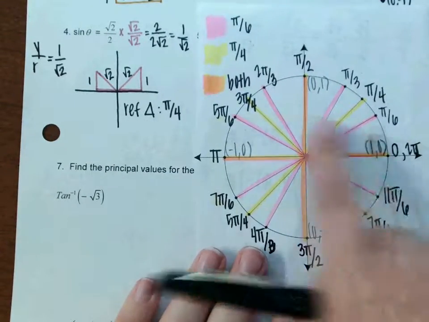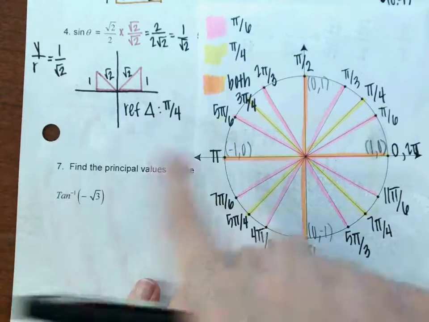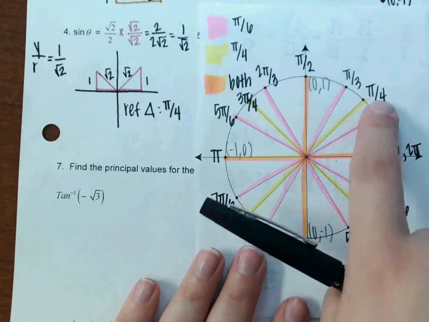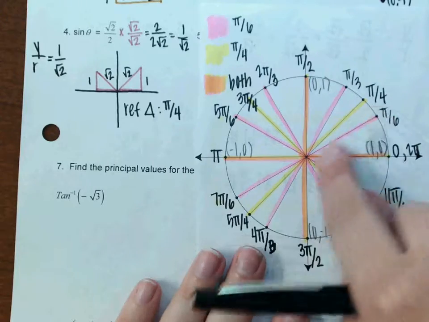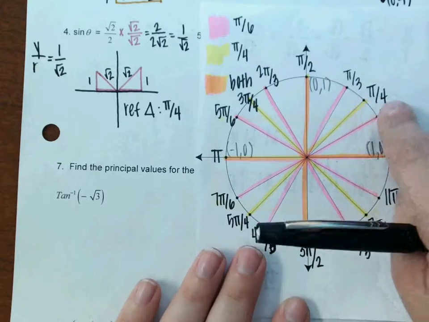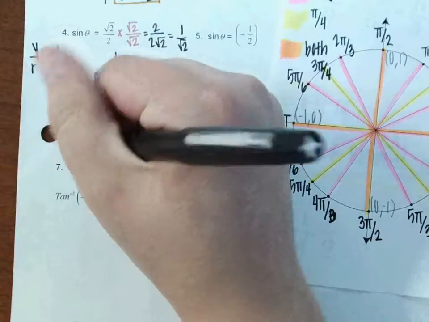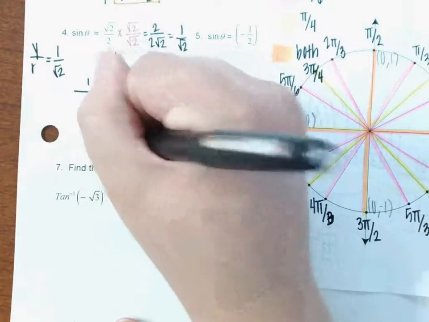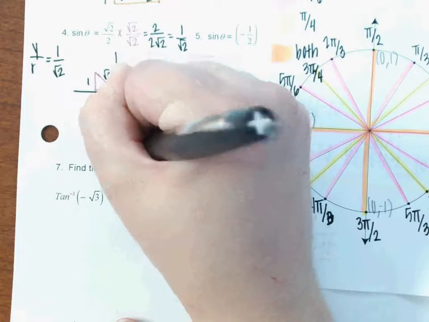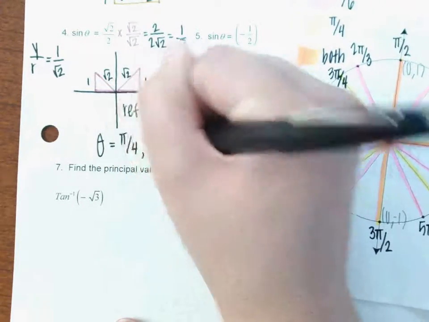So if you look here in quadrants 1 and 2, our answers are going to be the thetas that have pi over 4 in them. So in quadrant 1, it's pi over 4, but in quadrant 2, it'd be 3 pi over 4. So those would be your answers. So theta equals pi over 4 and 3 pi over 4.